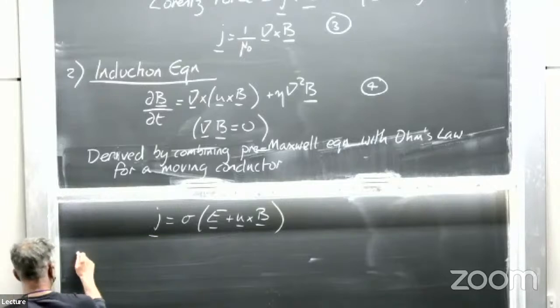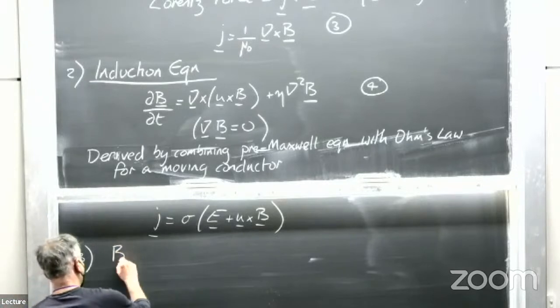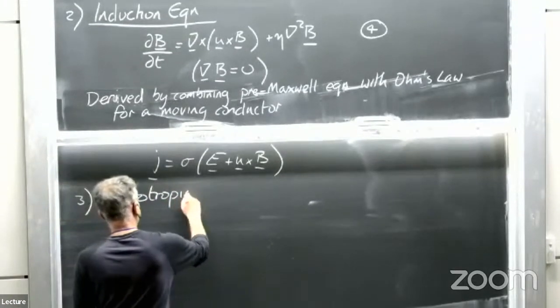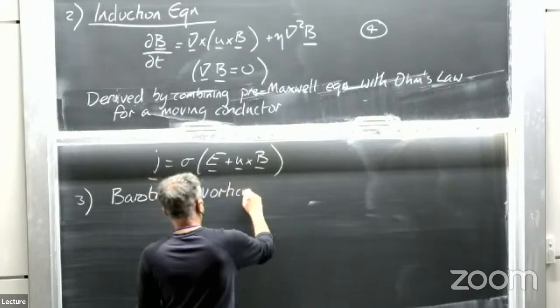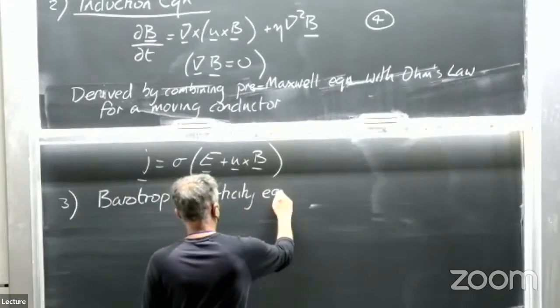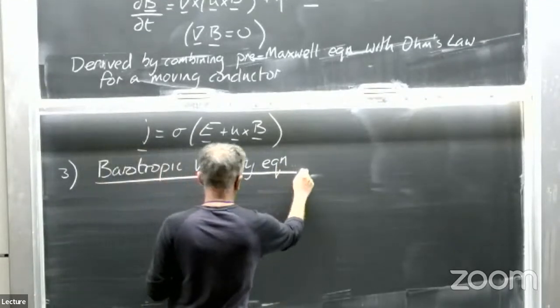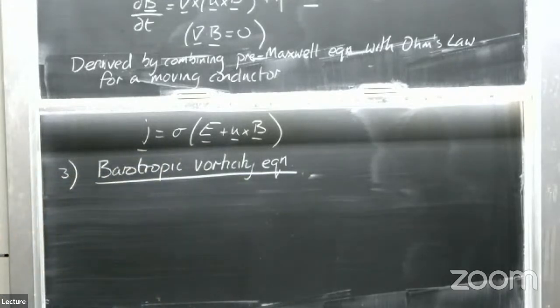Okay, the third equation, which I've derived in the notes for you, but it'll probably take too long to derive on the board. And I think you've seen it before. It's sometimes called the barotropic vorticity equation. Okay, so again, as I said, I've derived it for you here.